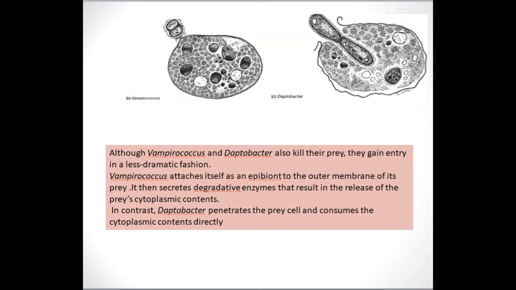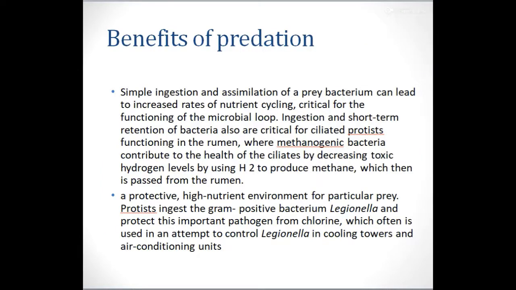Okay, so in the case of Daptobacter, that will penetrate into the prey cell and then it will consume the cytoplasmic contents directly. I guess you got an idea of the predatory bacteria and what is the use of all such predatory bacteria. There are different benefits which we consider. Now, for example, the simple ingestion and assimilation of the prey bacterium can lead to increased rate of nutrient cycling.